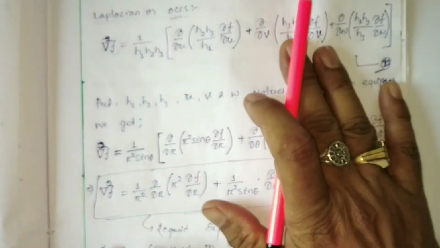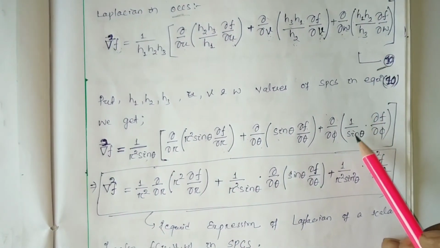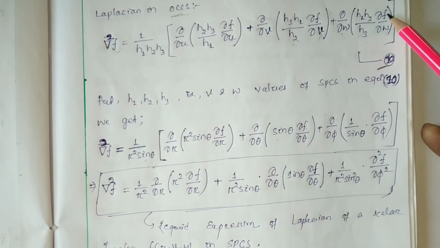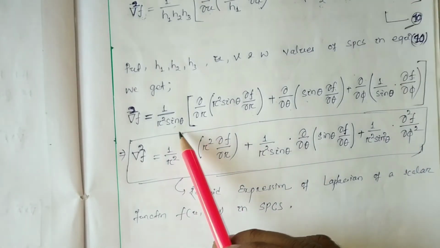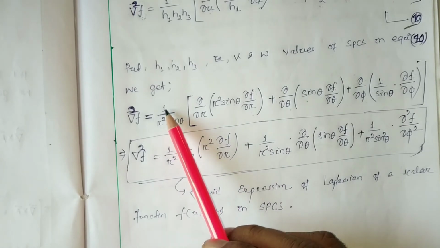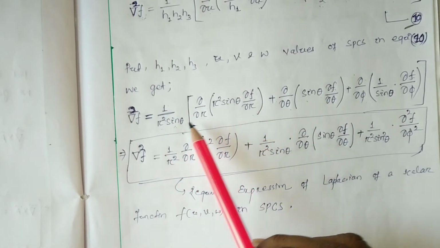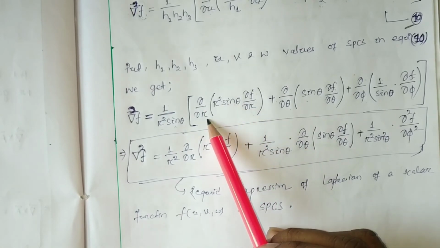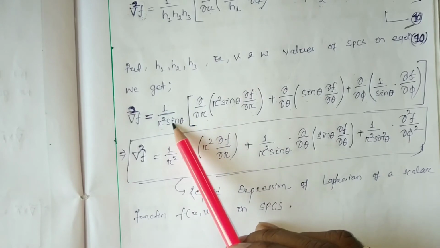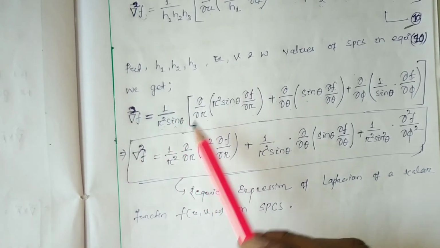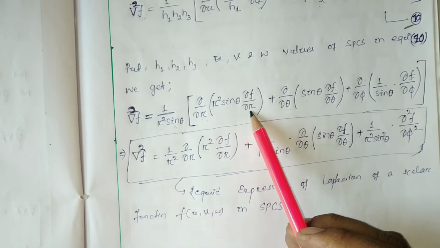Okay, so now we have to substitute. We found 1 by sin theta, del by del phi of f, right? So here you can see that I am going to multiply 1 by r square sin theta with each term. Here del by del r is there, so sin theta is constant, taken outside and cancelled with this term, only 1 by r square will be there. 1 by r square, del by del r, r square, del f by del r.